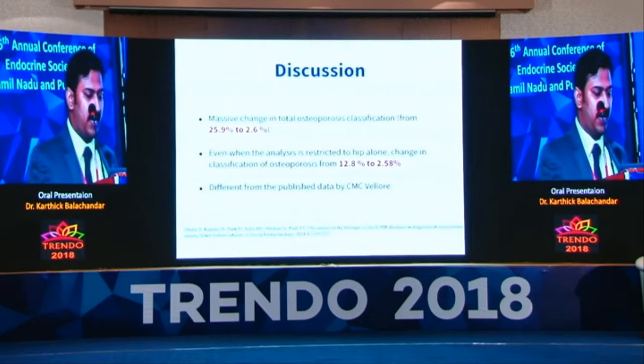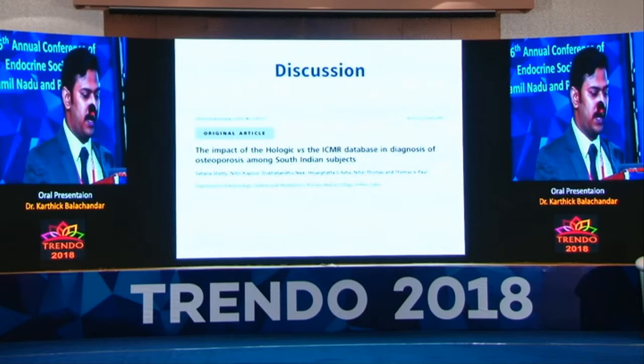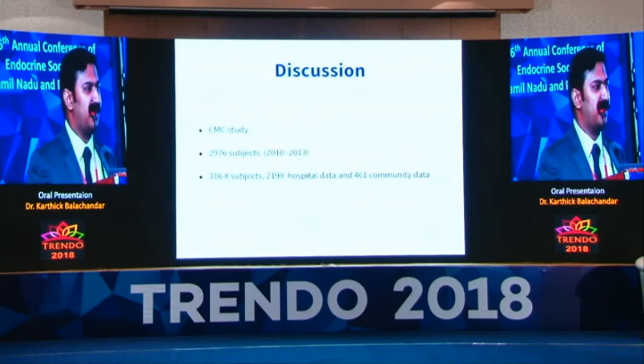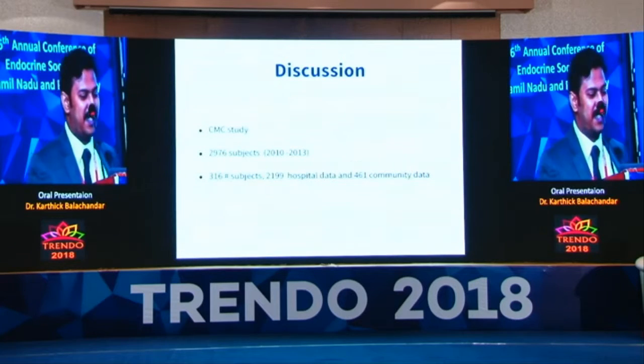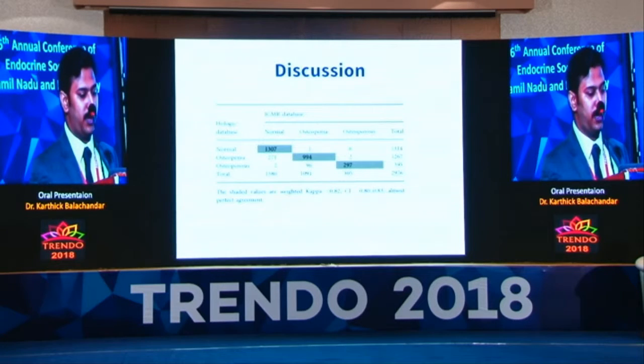So there is a massive change in total osteoporosis classification from 25.9 to 2.6%. This is different from the data published by CMC Vellore. I will come to why it is happening. This is the seminal paper published by CMC Vellore. The authors are sitting in the back. This study had 2,976 subjects with 316 fracture subjects, 2,199 hospital patients, and 461 community data. Ours is predominantly community data.